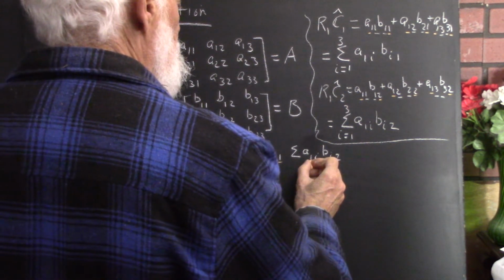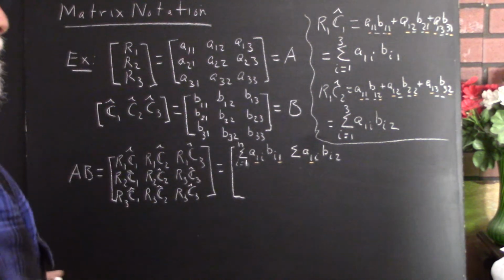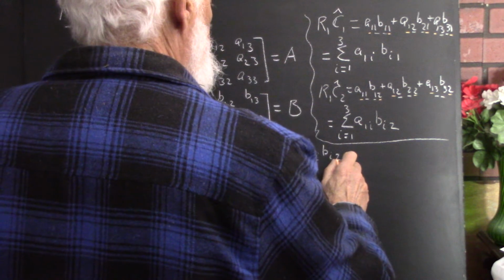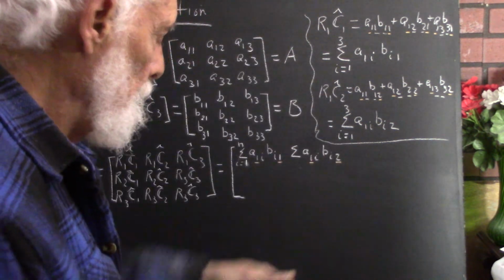Notice we're still in row 1 of our product matrix, so we're doing row 1 times column 2. And we're now in column 2 of the B matrix, because again, this number is in row 1, column 2.